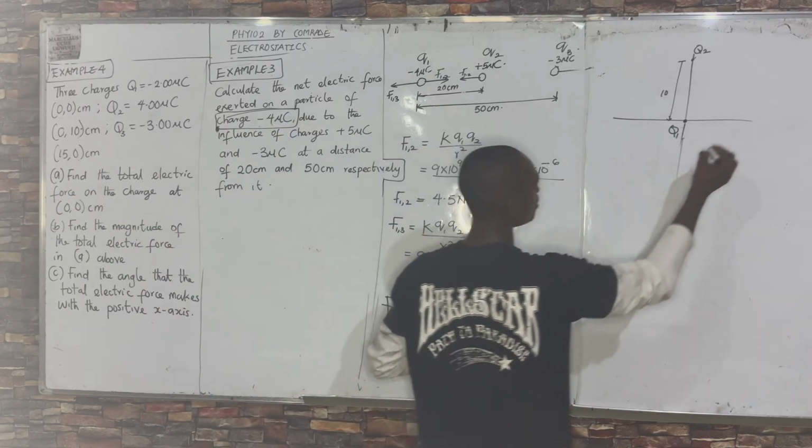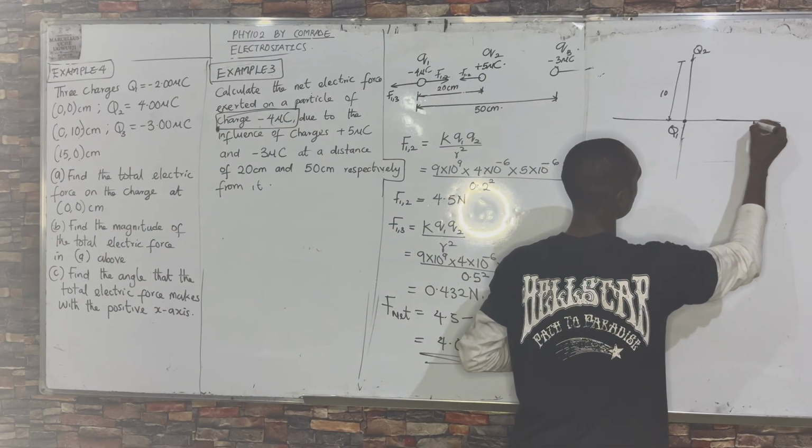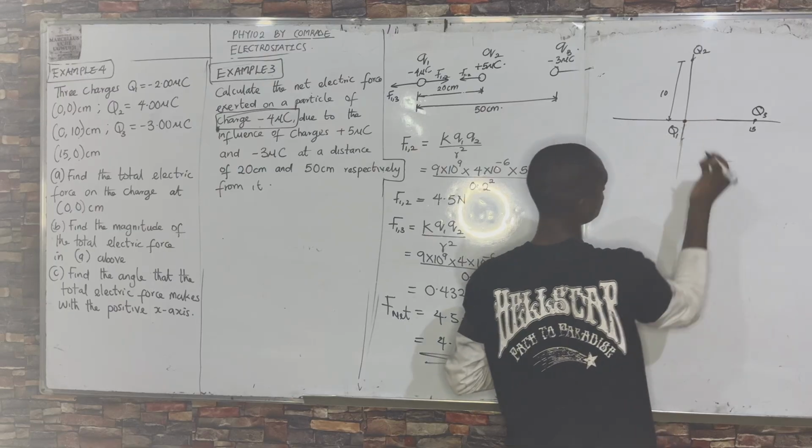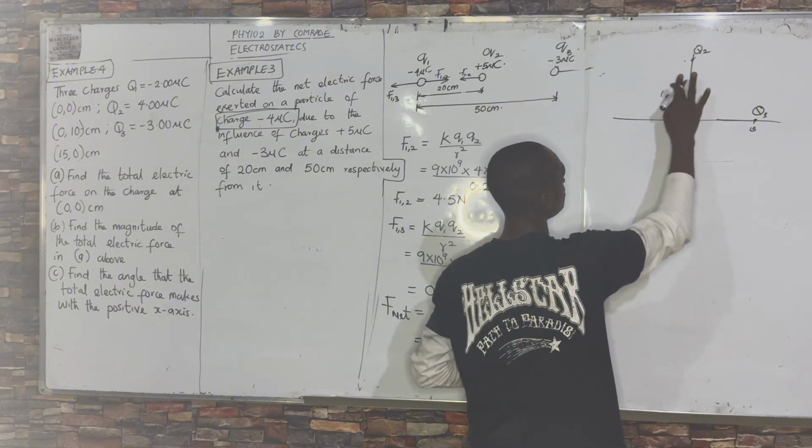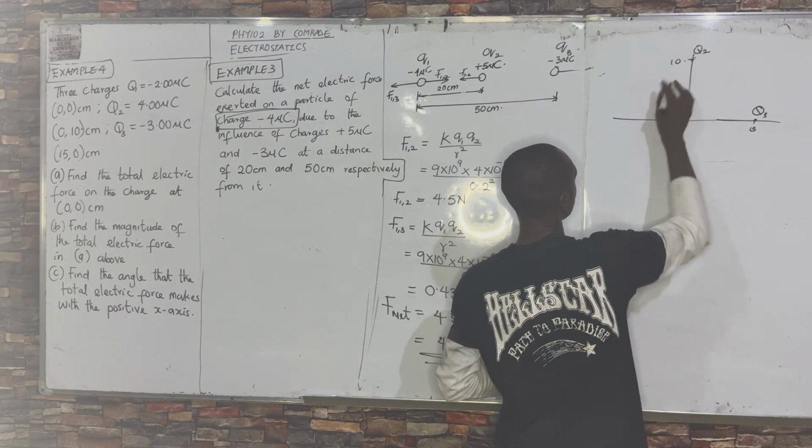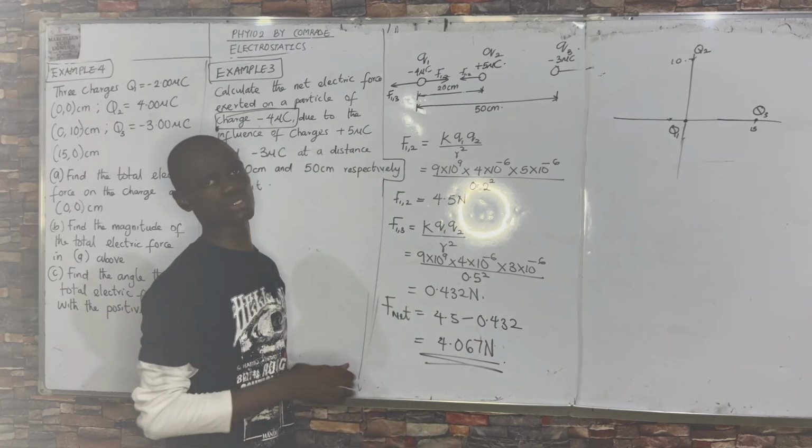So how do you locate it? Okay, let's assume here is 15, so this becomes Q3. Exactly. So we can just assume here is 10. You get, here is 10. So that's how to locate the three charges.